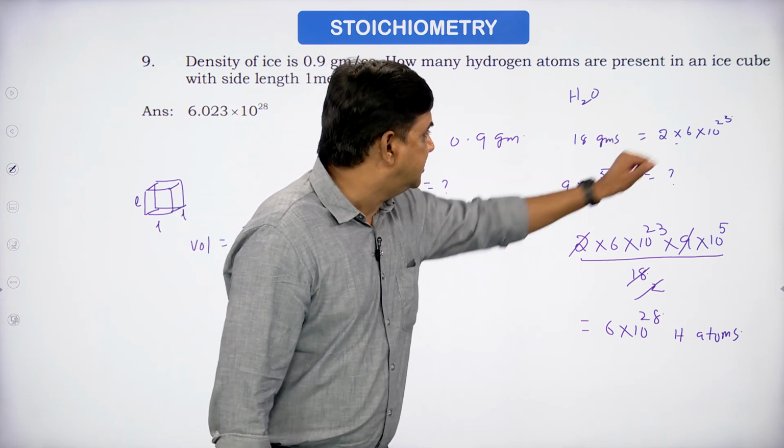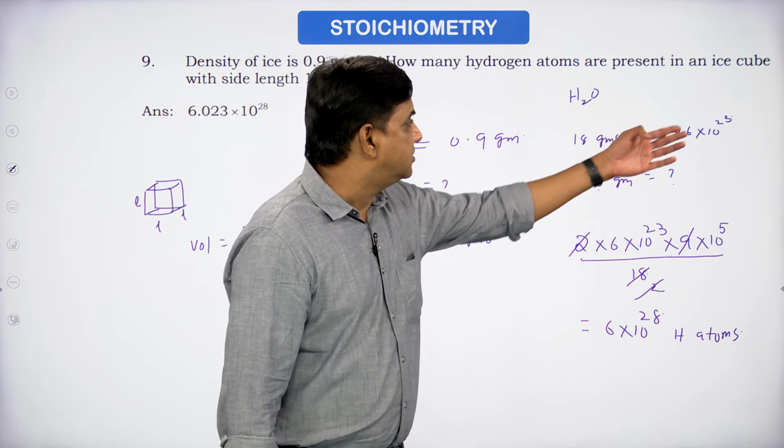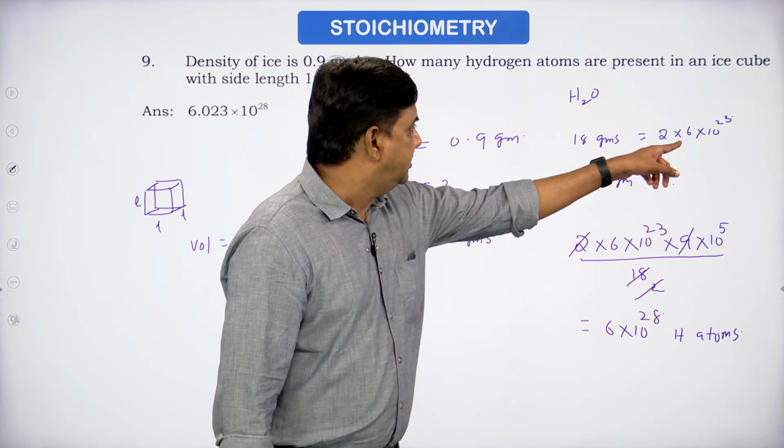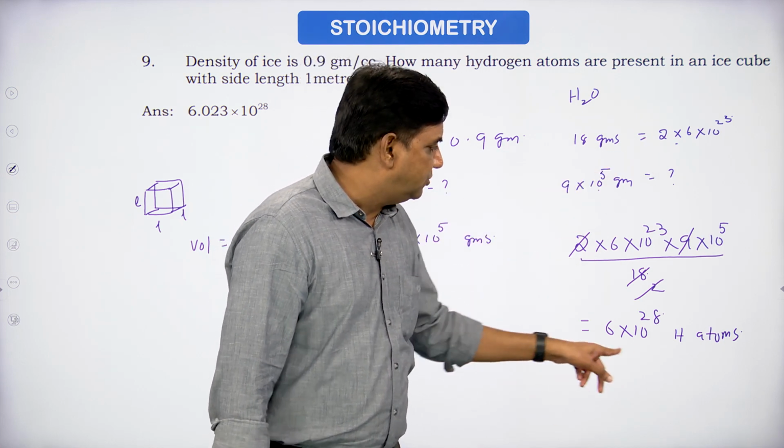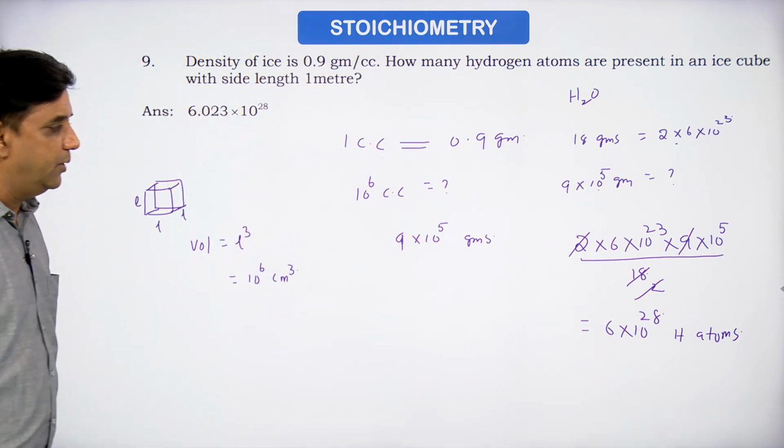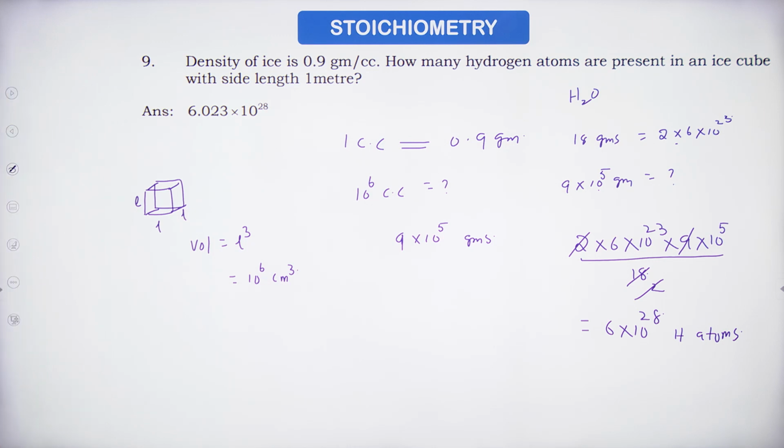18 grams contains this many, 9 into 10 power 5 grams contains how many? This into this divided by this. If you do this, you will get 6 into 10 power 28 hydrogen atoms. Very interesting problem, students. Do that.